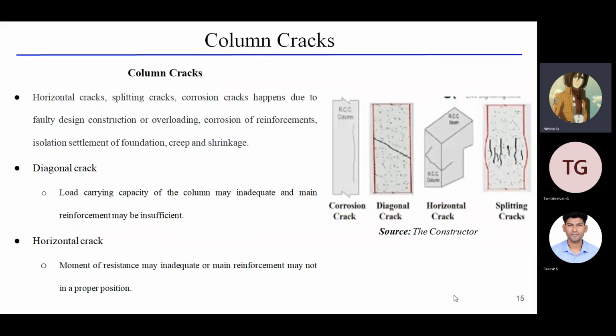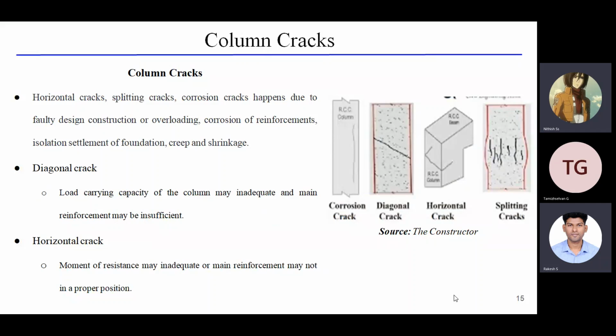Third one is column cracks. Column cracks are divided into corrosion cracks, diagonal cracks, horizontal cracks, and splitting cracks. They happen due to faulty design construction or overloading beyond the design load, or corrosion of reinforcement, isolation settlement of foundation, creep or shrinkage. For the diagonal cracks, the load carrying capacity of the column may be inadequate, or the main reinforcement may be insufficient.